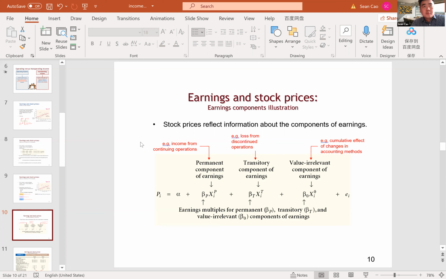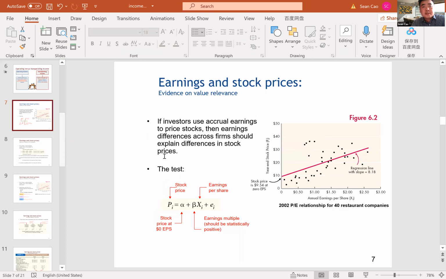So the idea here I want to tell you guys is, let's say most of the earnings are from the primary business, would you expect a higher beta or lower beta? Higher beta, right?